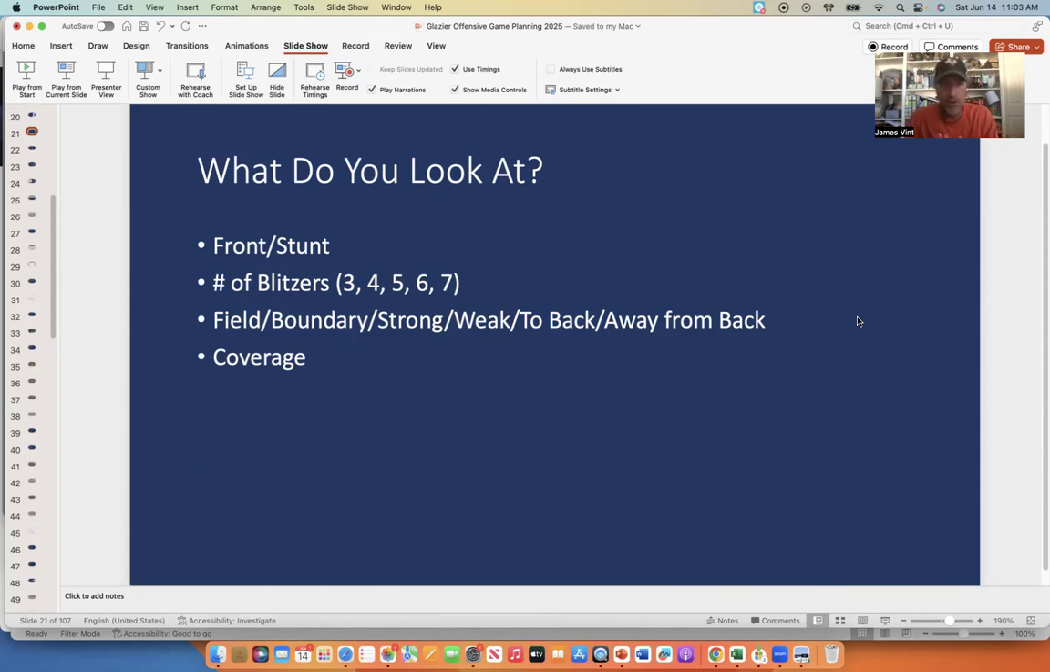But we're going to look at the front and stunt, the number of blitzers, whether it was three, four, five, six, or seven, and then where the blitz came from. Was it field, boundary, strong, weak, to the back, away from the back? You're going to have all this data because you're going to go through and enter it. I like three games because it's going to give you a nice picture. You may only get one game.